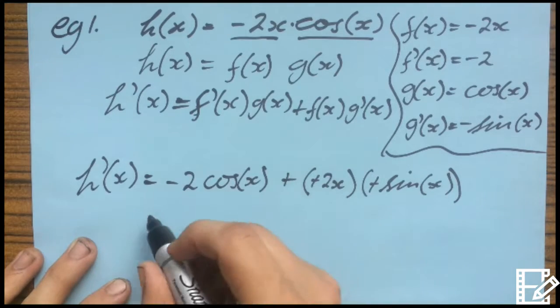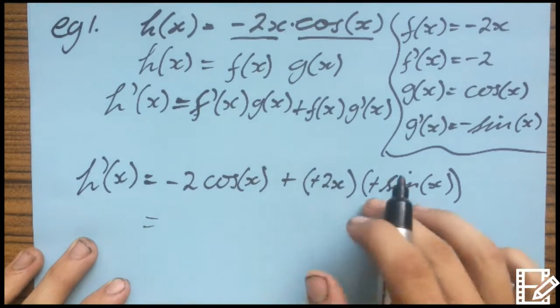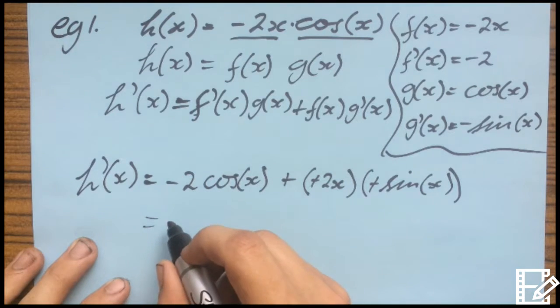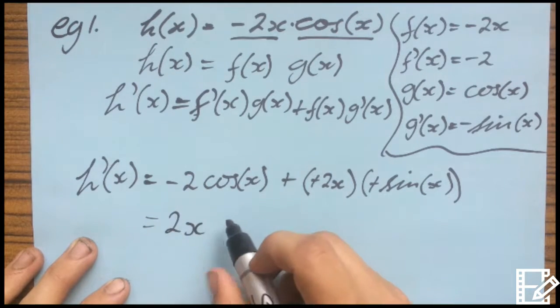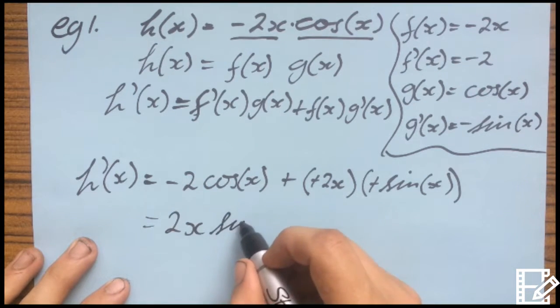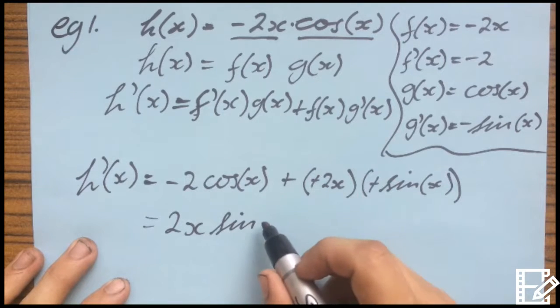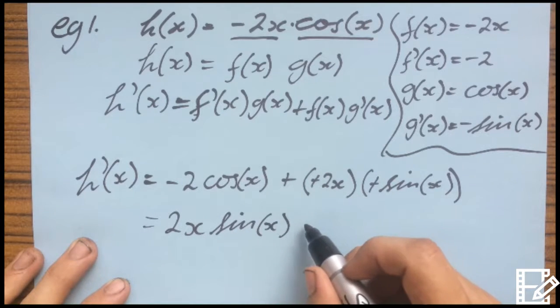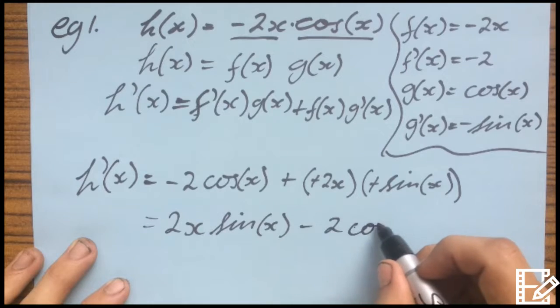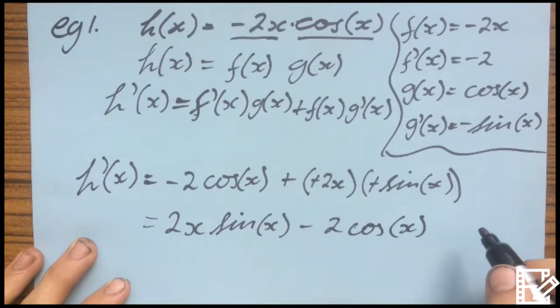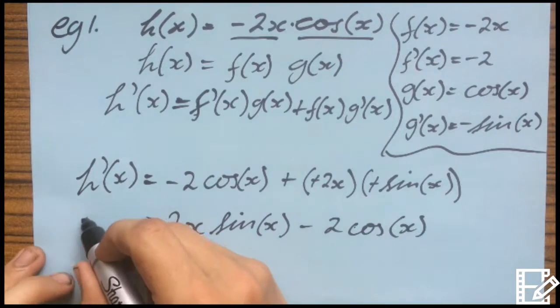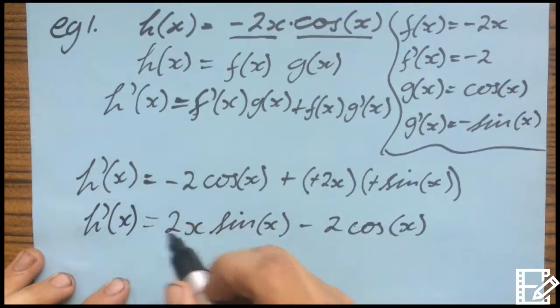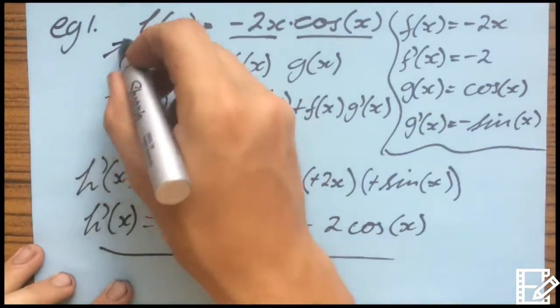And to rearrange it to make it look neater, we'll just bring the negative over here and put that out the front. So it'll end up being 2x sine x minus 2 cos x. That is the first derivative of this function up here.